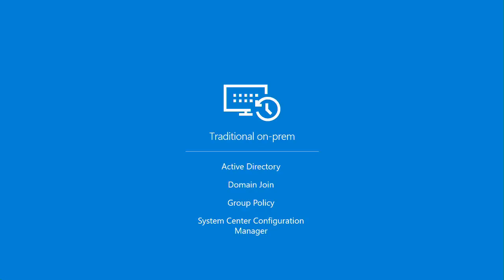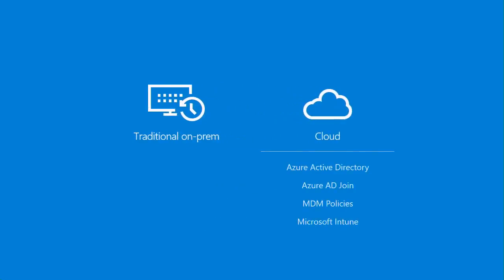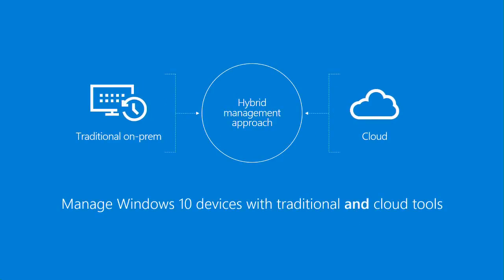But the other thing we think a lot about is we want to also evolve from the traditional on-premises management and deployment technologies to also leverage some of the cloud technologies. You can see some of the analogs coming through today: Azure Active Directory, AD-Join, Intune, et cetera. Now, for us, this is not an either-or equation. It's totally fine to have a hybrid management approach and to pick and choose the components that you use as part of your deployment and management approach.